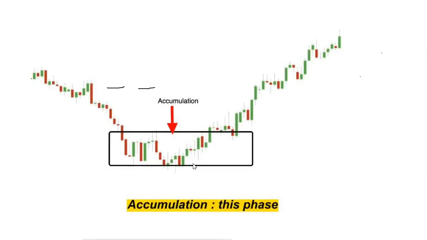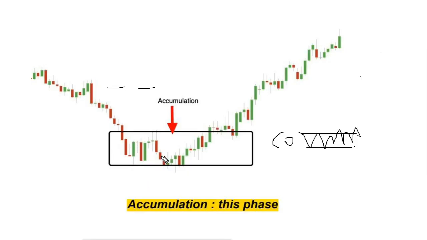The accumulation phase is just the phase whereby you have a market in what we call consolidation. It's just going up and down. They are building contracts, trying to trap retail traders. There is not going to be a unique range, just moving up and down. This is what we call an accumulation. You can see they are not breaking the high, they are not breaking the low.